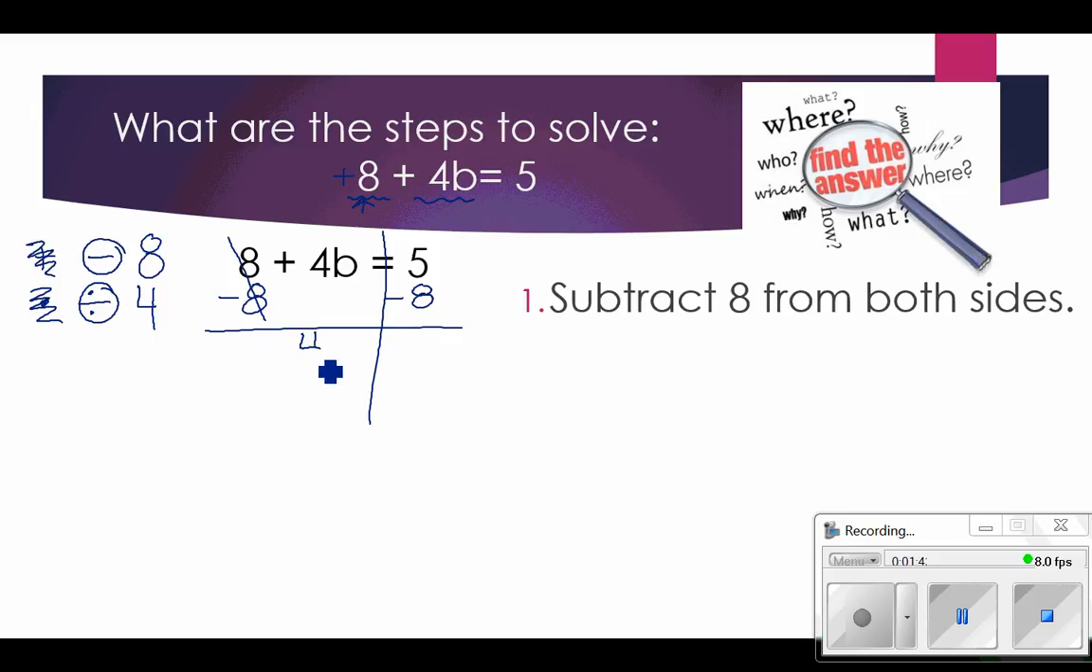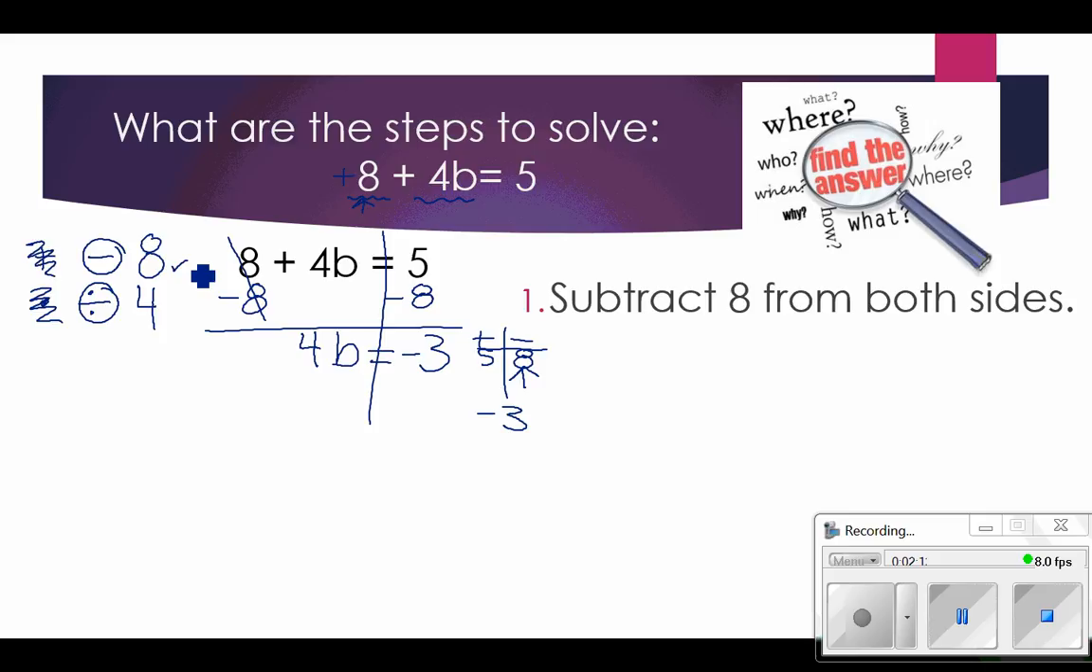I can bring down 4b in the equal sign, and I have 5 minus 8. I'm going to make a t-chart. 5, 8 is on the negative side. They're on different sides, so I'm going to find the difference between them. The difference would be 3. And the negative side has more points on it, so the answer is negative 3. So we've done the minus 8 part.